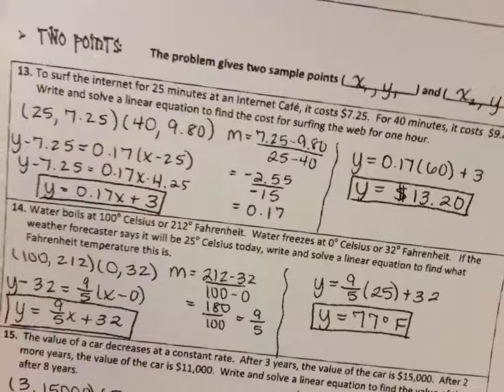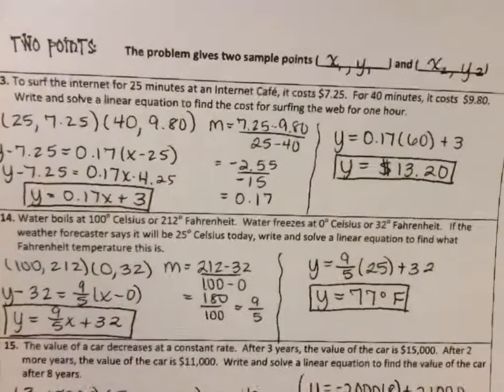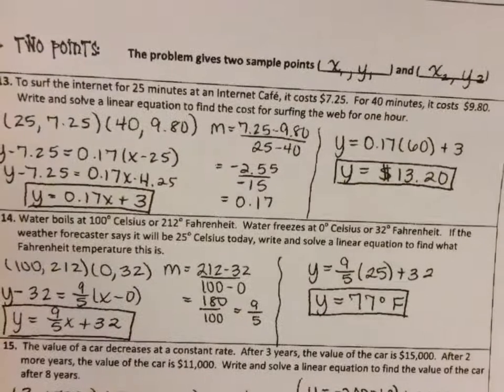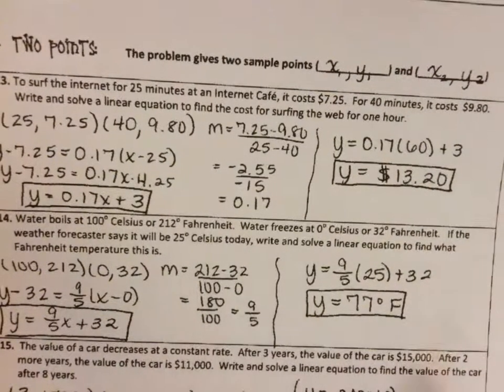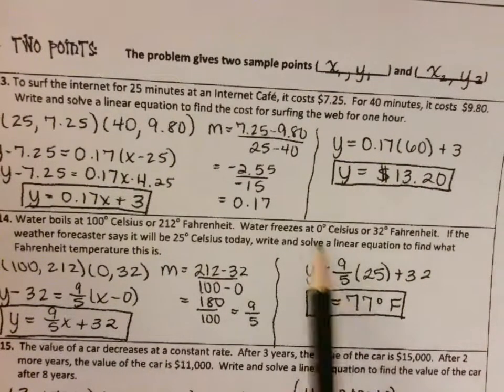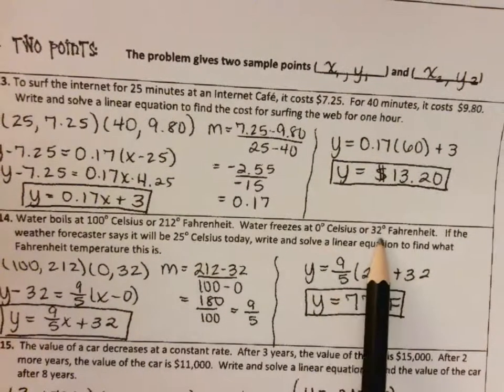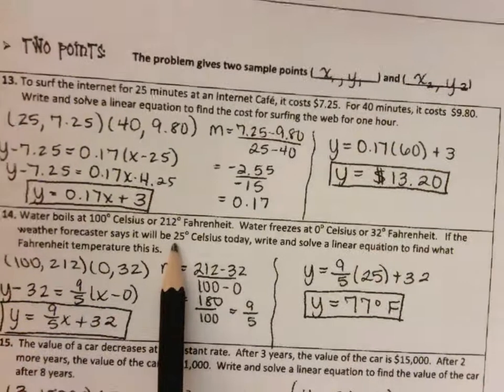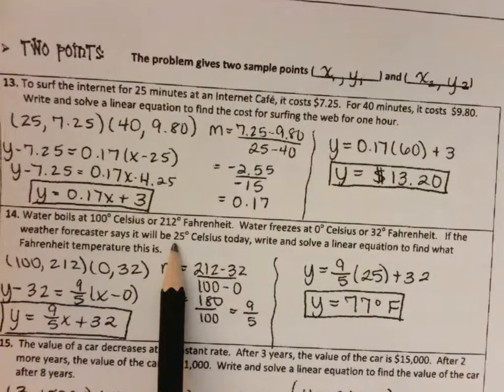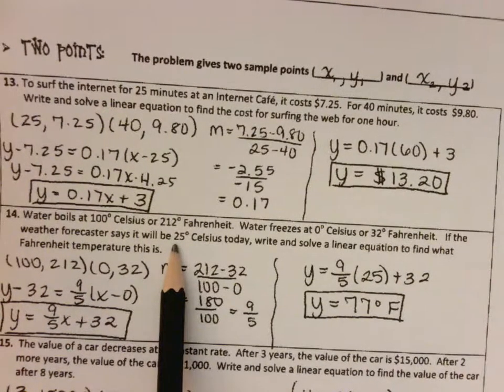And here are the answers to problem 14 and 15. It says water boils at 100 degrees Celsius or 212 degrees Fahrenheit, and water freezes at 0 or 32 degrees Fahrenheit. If the weather forecaster says it's going to be 25 degrees Celsius, write and solve a linear equation to find out what the Fahrenheit temperature is.